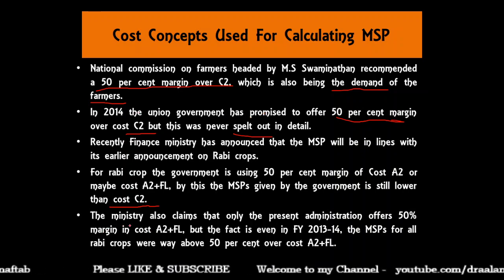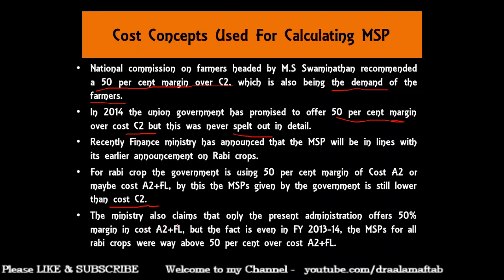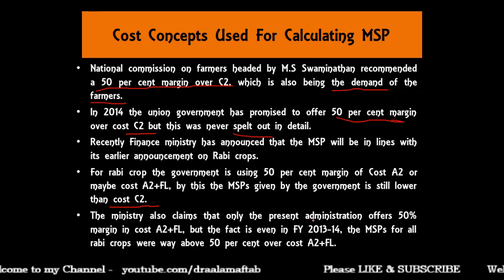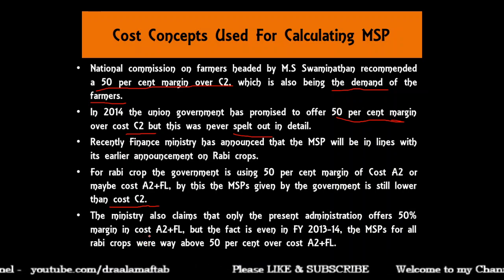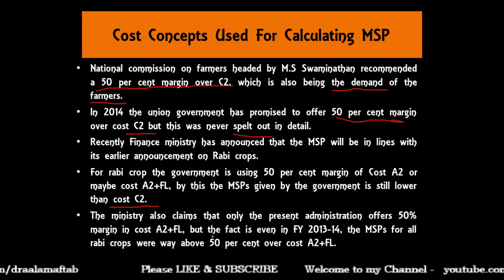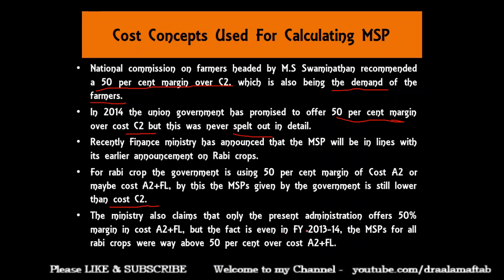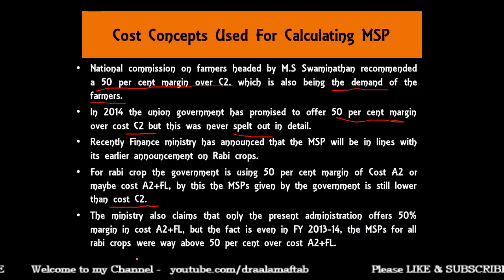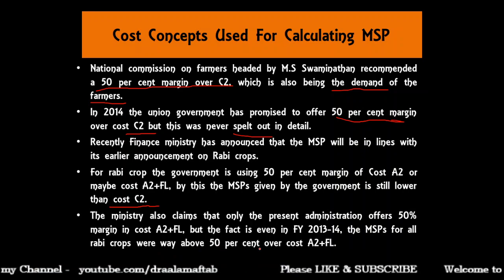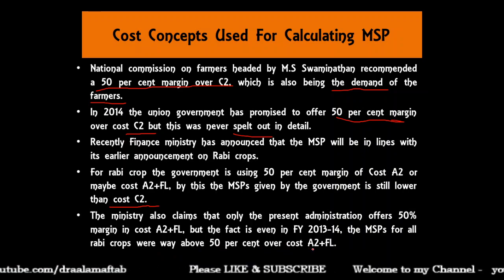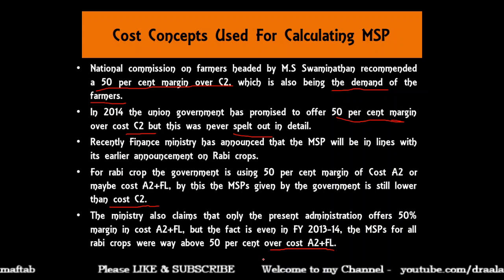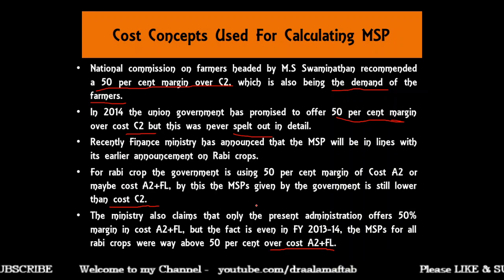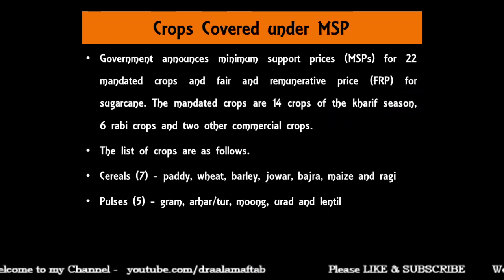The agricultural ministry or finance ministry claims that only the present government offers a 50% margin over cost A2 plus FL level, but the fact is, even in financial year 13-14 and before that, the MSPs for all Rabi crops were way above 50% over cost A2 plus FL. So this claim is also nullified. That is the situation in our country in terms of how MSP is calculated.